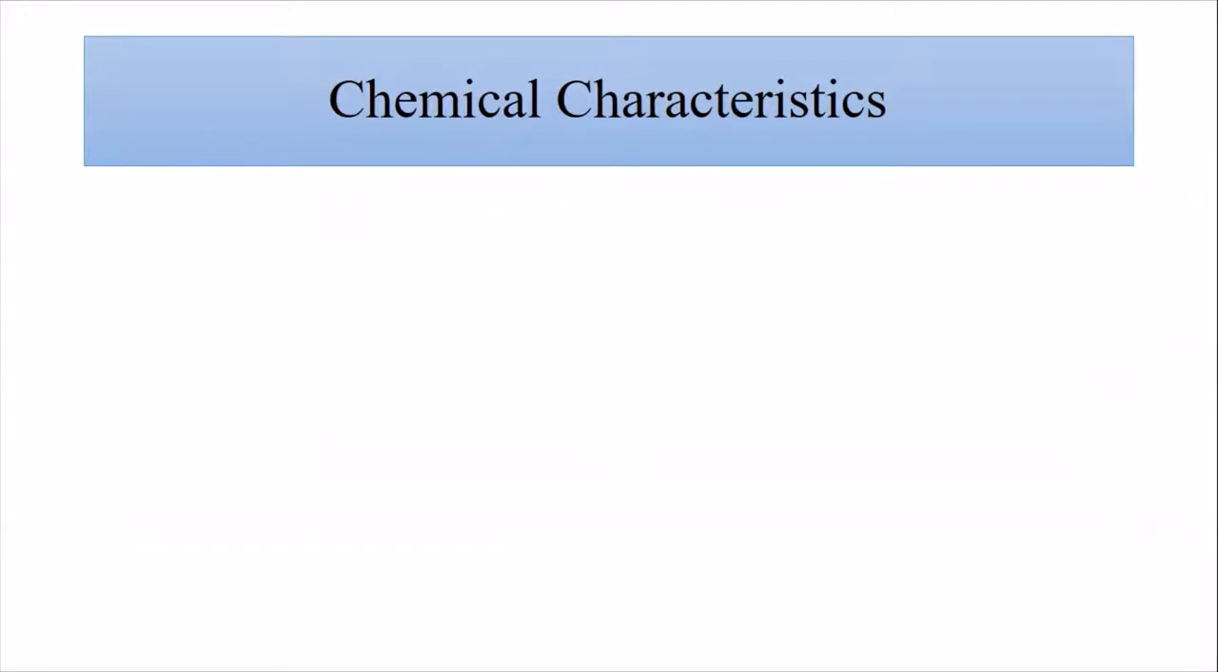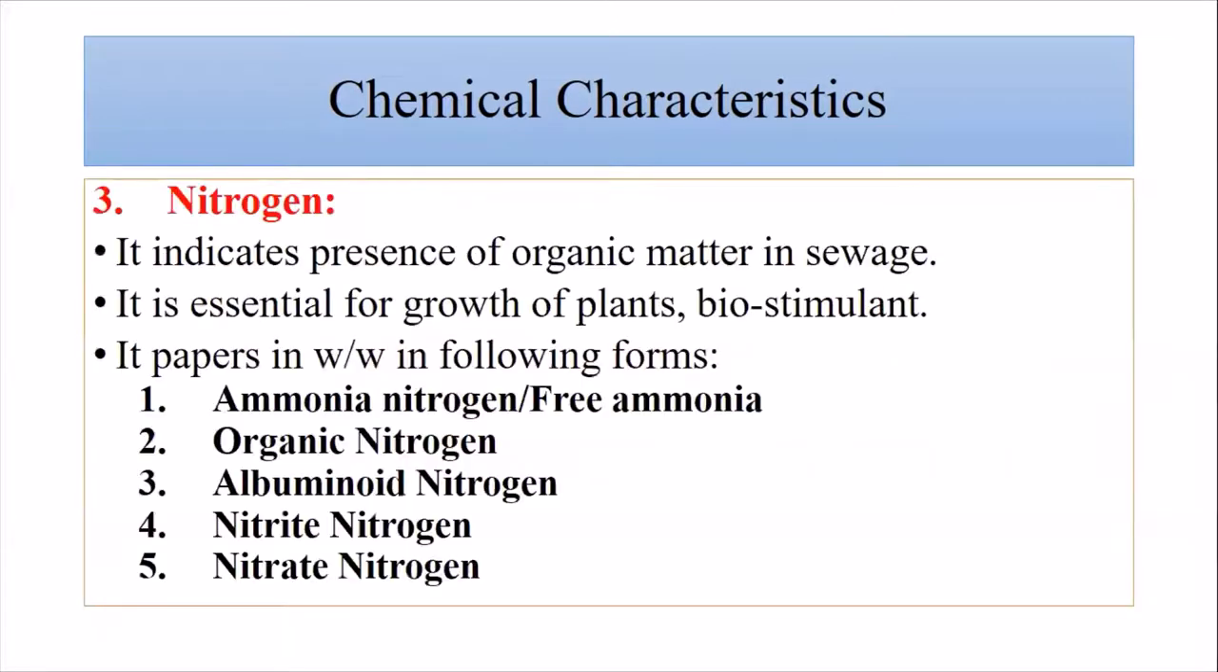Then the next characteristic is nitrogen. It indicates presence of organic matter in sewage. It is essential for growth of plants and is a biostimulant. It is present in wastewater in the following forms: ammonia nitrogen or free ammonia, then organic nitrogen, then nitrite nitrogen and nitrate nitrogen.